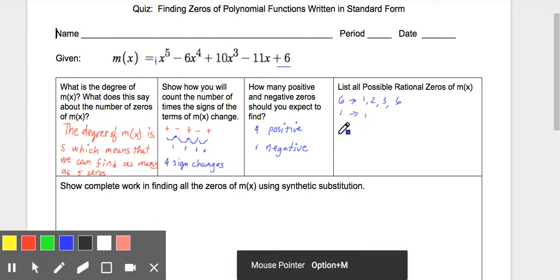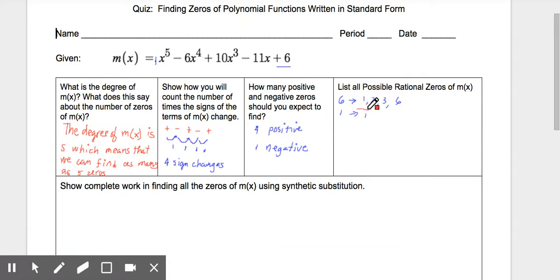And then we will divide the factors of 6 by the factors of 1. And so we will now have 1 over 1 is 1, 2 over 1 is 2, 3 over 1 is 3, and 6 over 1 is 6. And we take the positives and the negatives. So this list contains 4 positives and 4 negatives.